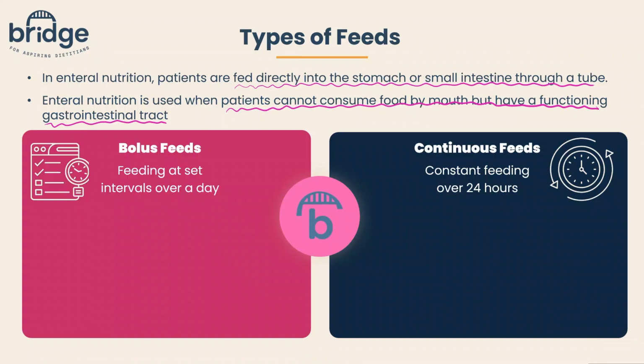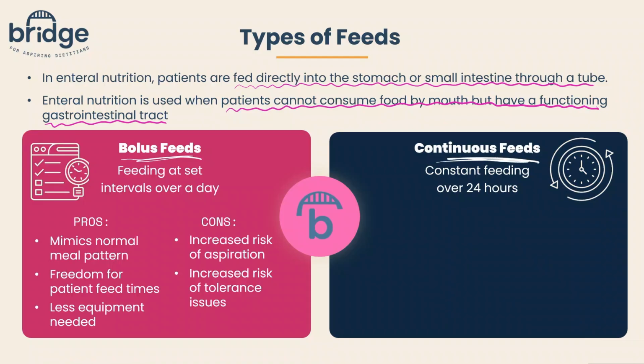In the math section, we do need to understand the two basic types of enteral feeding schedules, and those are bolus feeds and continuous feeds. In bolus feeds, nutrition is delivered in larger amounts, typically several times a day, through a syringe or a gravity bag. This is a method that's great for patients who are mobile and don't need feeding while they're asleep.